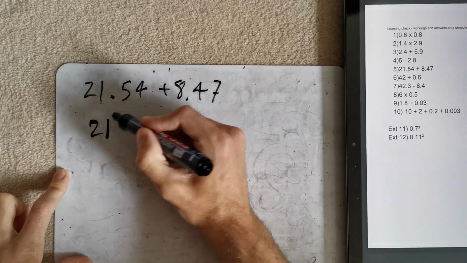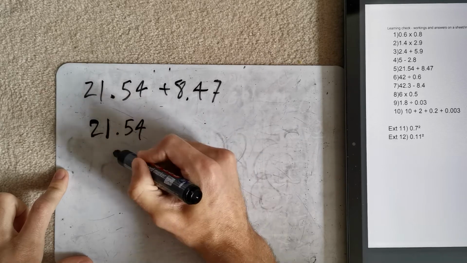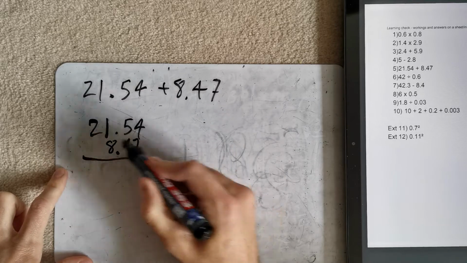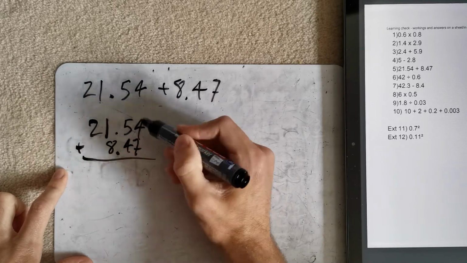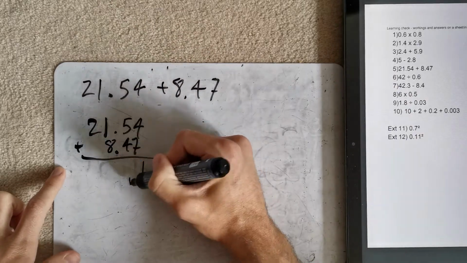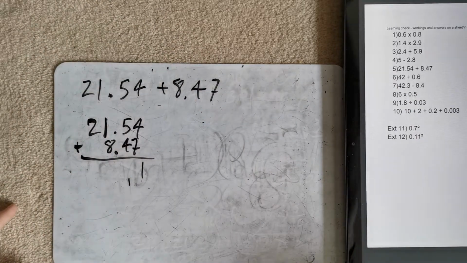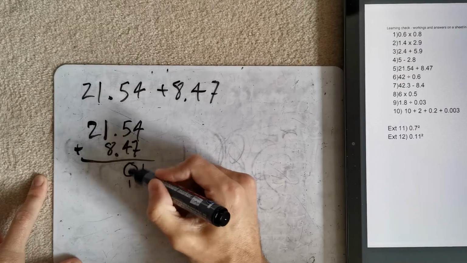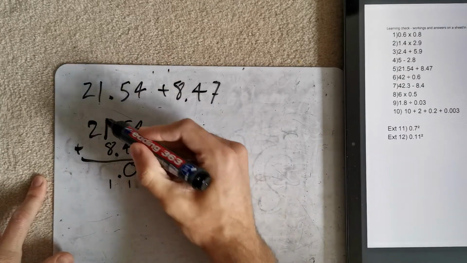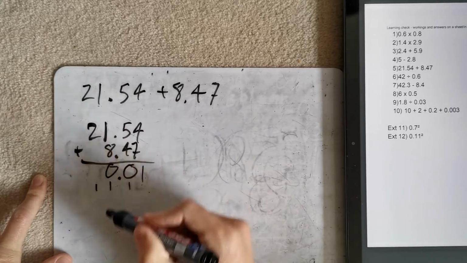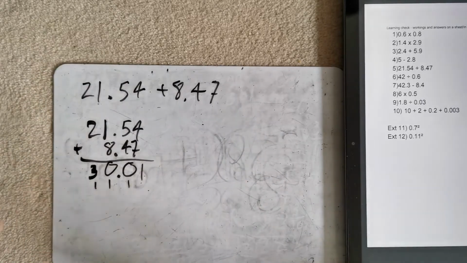Line up your decimal points first. 8.47 goes there. What we're doing, we're adding this time. 4 add 7 is 11. Carry the 1 over. 5 add 4 add 1 is 10. So put that there. Carry the 1 over. 1 add 8 add 1 is 10 again. Carry the 1 over. 2 add 1 is 3. Okay, there we go. 30.01.